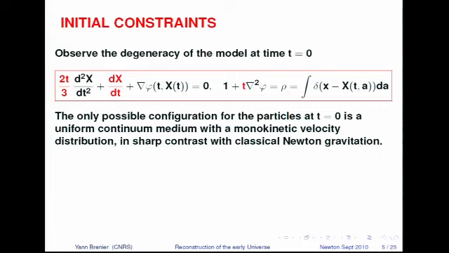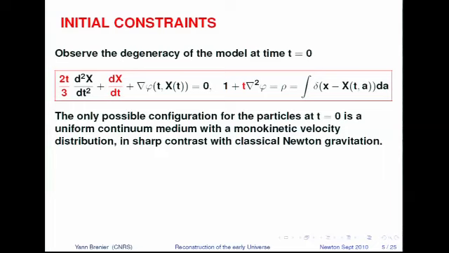And also at time 0, you see that the velocity is slaved by the gravitational field. So there is no option. So you cannot prescribe the velocity field freely. So actually the matter looks like a continuum medium, uniform at time 0, with a monokinetic velocity distribution. So you see that at this level we are very far from the classical gravitation description.